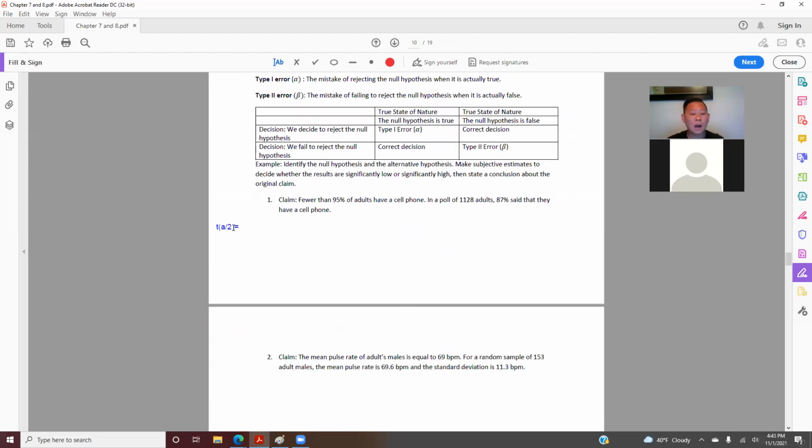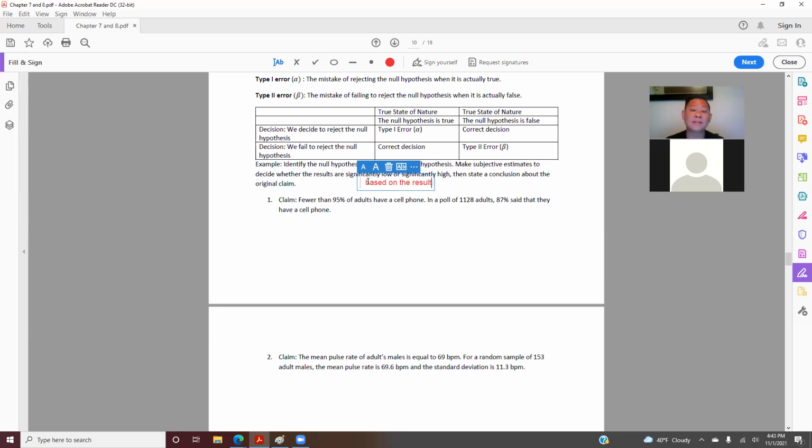Okay, so the first example is asking us to write the null and the alternative hypothesis, and then make a subjective estimate, whether the results are significantly low or significantly high, then state the conclusion about the original claim. When I say significantly low or significantly high, I mean are they on the lower side or on the higher side? This is based on the results.